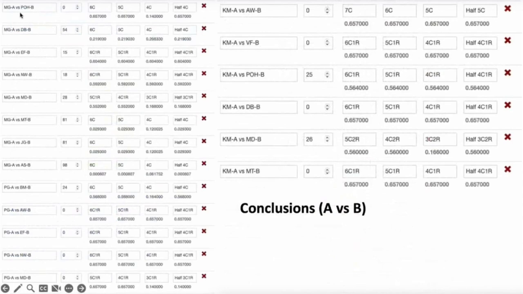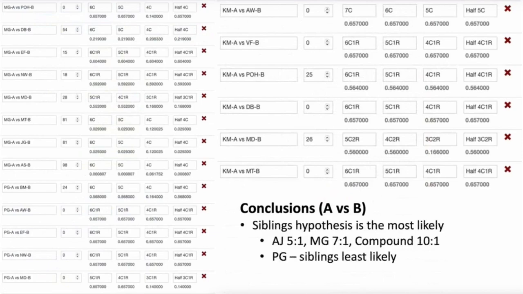And this was the second page of all of the comparisons, the multiple comparisons, myself, my brother, and this fourth person in Family A. So there were altogether maybe about 30 comparisons that were put into this particular compound WATO analysis. And at the end of that, the siblings hypothesis is probably the most likely on the basis of Aunt Joan's data with odds of 5 to 1, my data with odds of 7 to 1, and a compound odds ratio of 10 to 1.